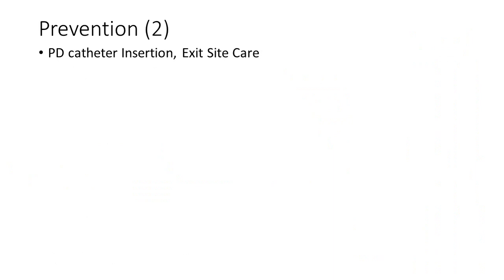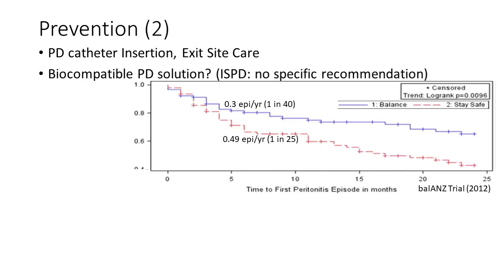What else can we do to try and prevent infections? So I've already talked about the PD catheter insertions and exit site care. I suppose people always ask about biocompatible solutions. Do they reduce your risk of PD peritonitis?